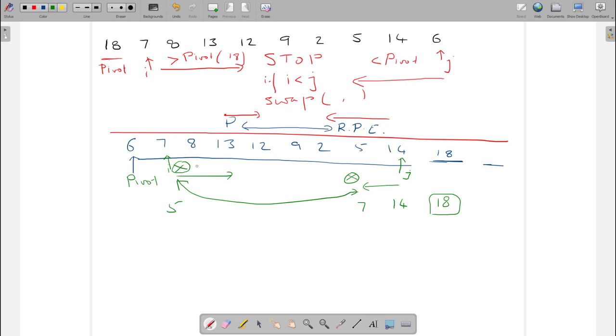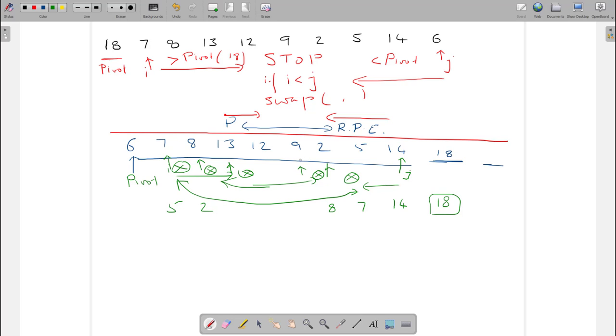And then I points to 8 and j points to 2. Is 8 greater than the pivot value? Yes, it is. So we again stop here. Is 2 lesser than this pivot value? It is. So we again stop here and we have to interchange again. So 2 comes here and 8 comes here. Then I points to 13 and j points to 9. Is 13 greater than 6? It is. So we have to stop again.